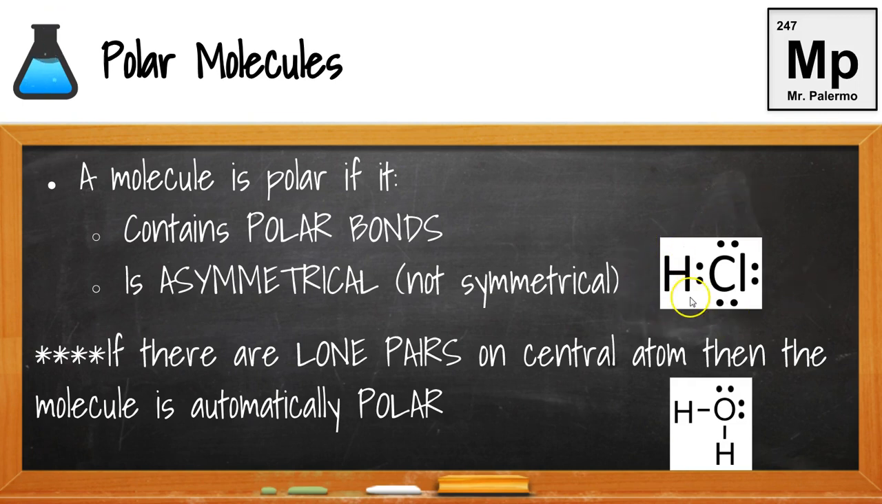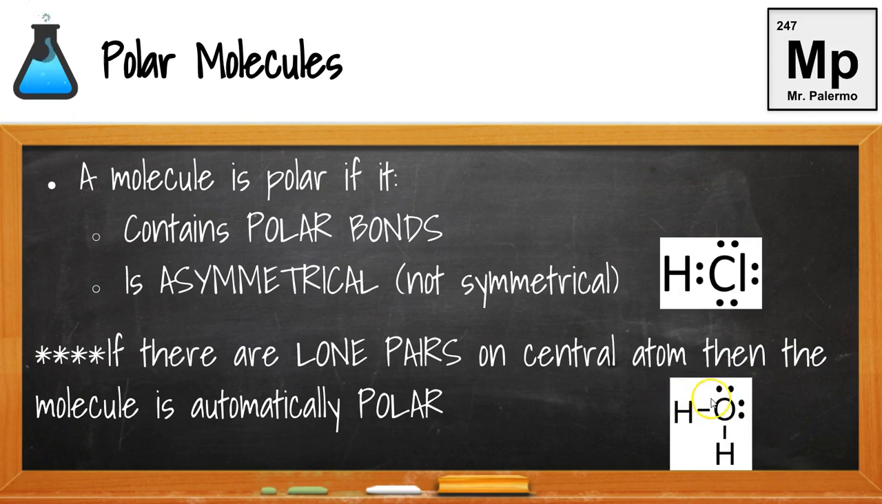Because this molecule is not symmetrical, it's not the same type of atom on both sides, the distribution of charge is towards the chlorine side, and so it becomes a polar molecule. We have a negative end and then a positive end of this molecule. Same for the case of water here in this bent molecule.